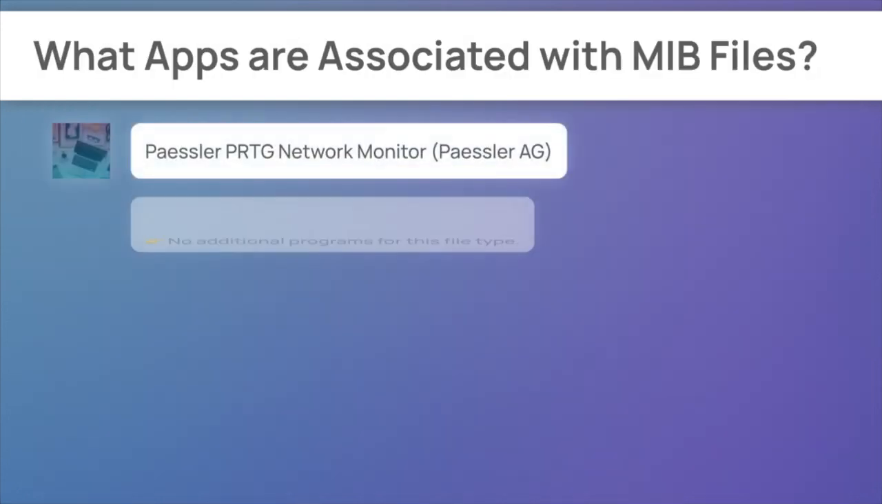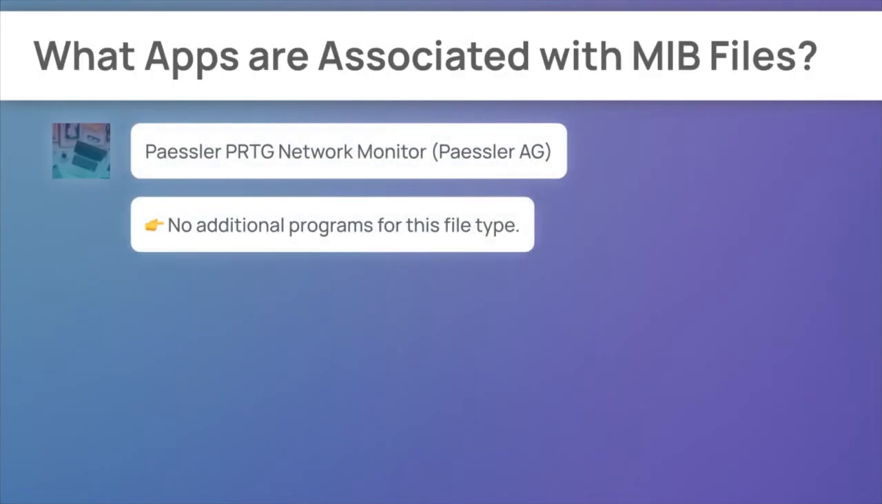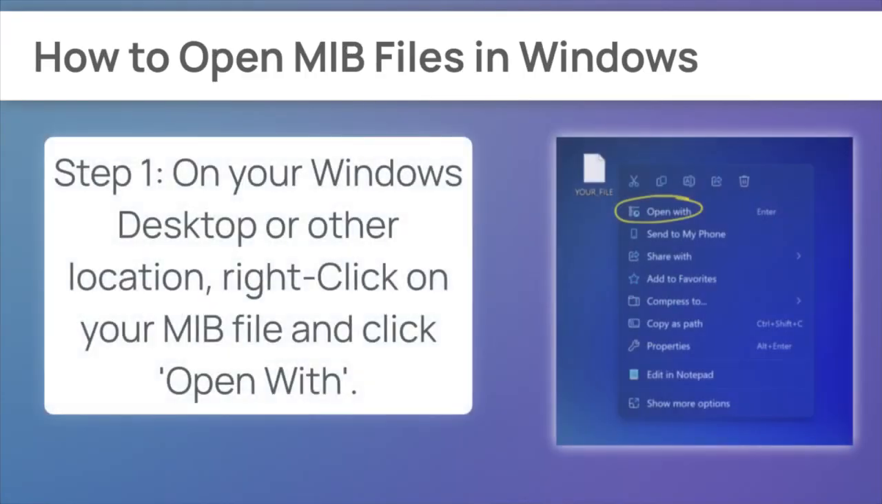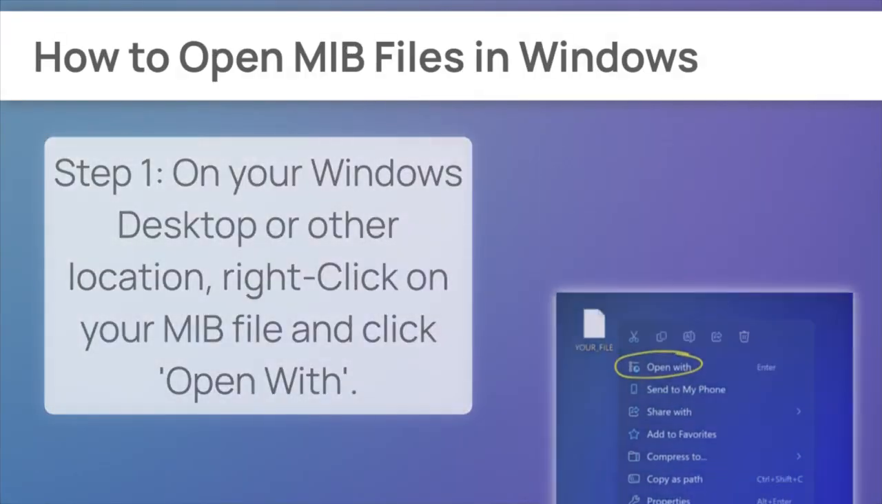The fundamental reading standard for MIB is set by Paessler PRTG Network Monitor from Paessler AG. The raw visual data is present, but Windows lacks the necessary parser to display it correctly. Windows cannot verify whether settings are correct, so improper edits may cause problems. The first step is to check which program successfully reads the file's header.